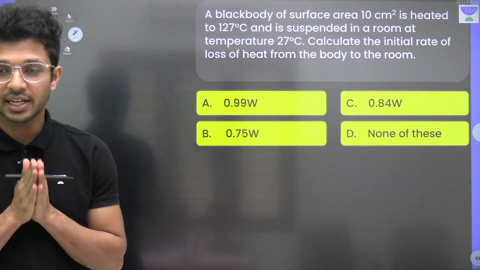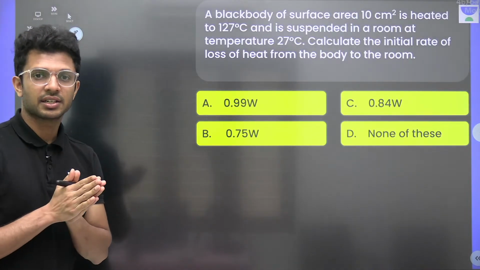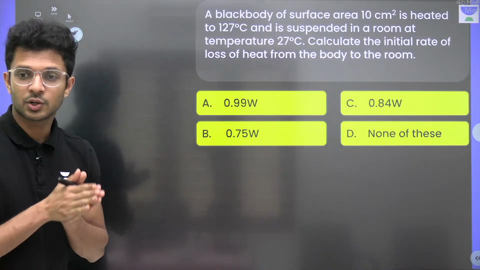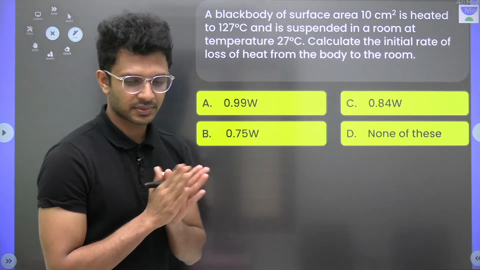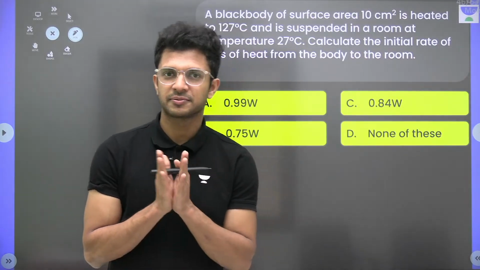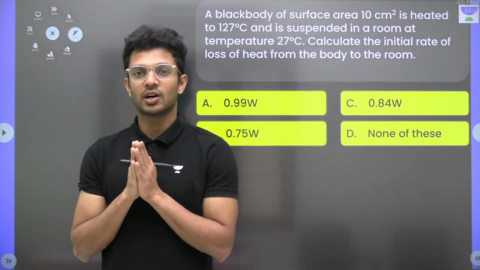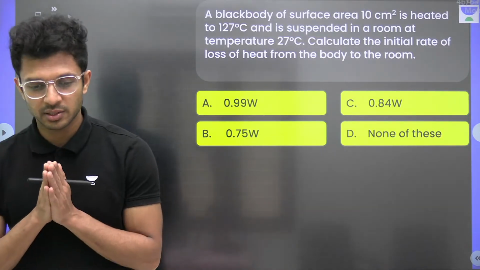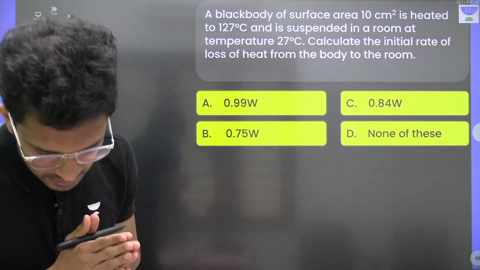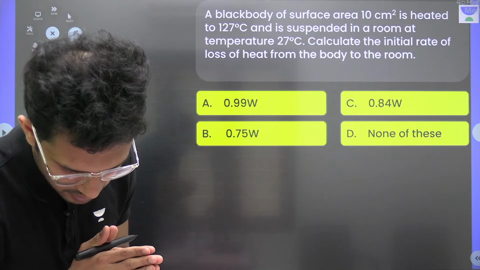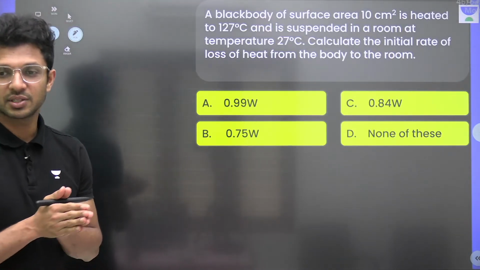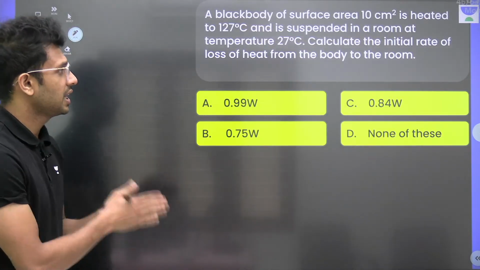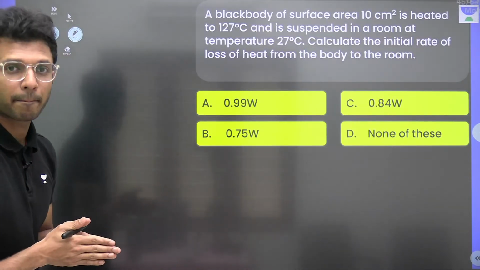Anyone? You can try reading the question and doing it in your own way. You can give the answers here in the chat box. I'll be looking at it. Who are my super awesome kids? Okay, everyone is going for option C, right, which is 0.84. Anyway, I'll start explaining.